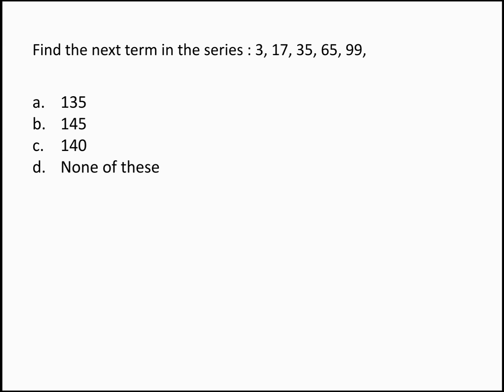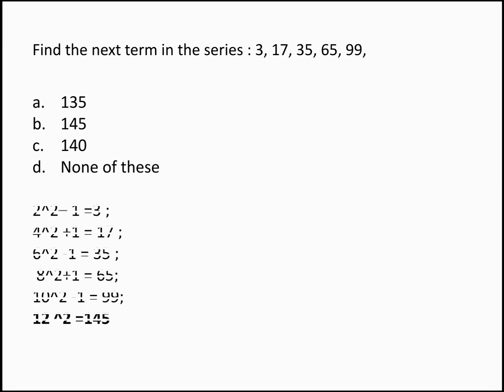Find the next term in the series 3, 17, 35, 65, 99. Now all the terms in the series look very close to perfect squares, isn't it? So the logic goes like this, which is very simple. 3 is 2 square minus 1, 17 is 4 square plus 1, 6 square minus 1 will give you 35, 8 square plus 1 gives you 65, 10 square minus 1 gives you 99. Now they have taken only the even numbers, that is the square of even numbers, and subtracted 1 in the first term, added 1 in the second term, which makes a cycle. The cycle is followed for all the other terms in the series, right?